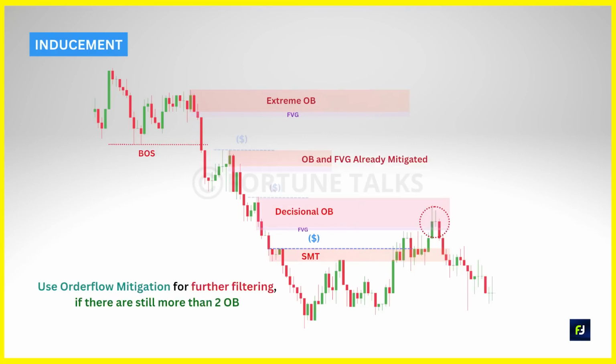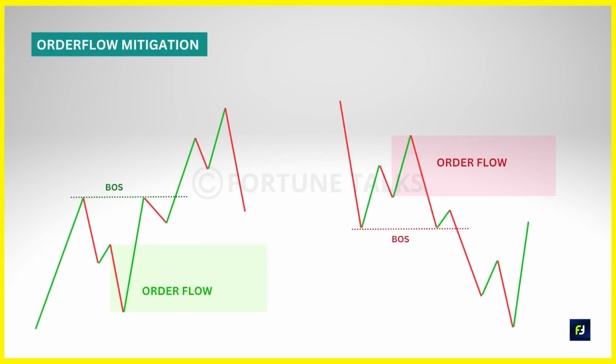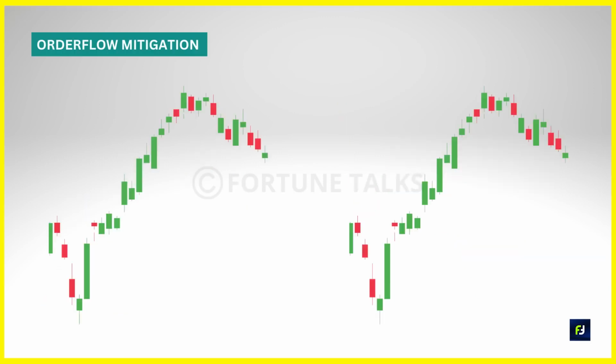Now, if there are still multiple order blocks available even after applying all these rules, then we can further filter them using the order flow mitigation rule. This concept is very simple and easy to understand. You might already have an understanding of what an order flow is and how it works. If I were to talk about a bullish market structure, then the last selling move before the buy or the impulse is our bullish order flow, and the last selling candle, or that candle which has swept the liquidity of the previous minor low and has a fair value gap between them, will be our bullish order block.